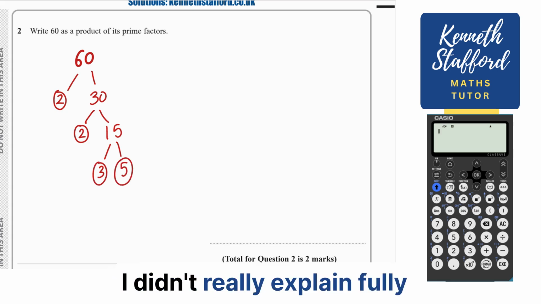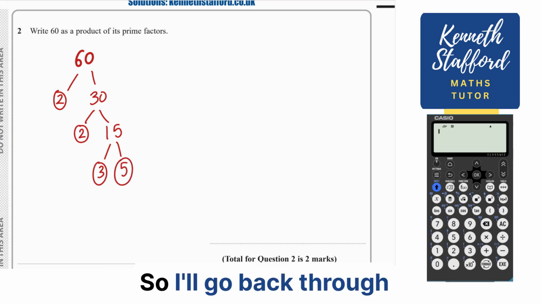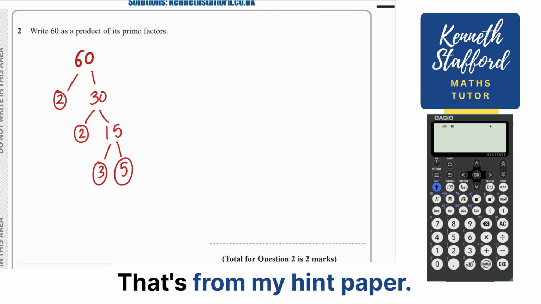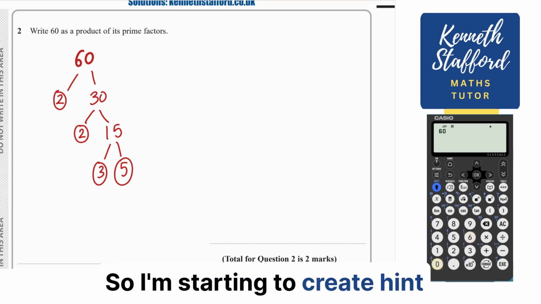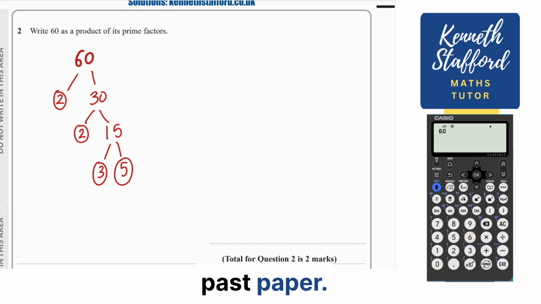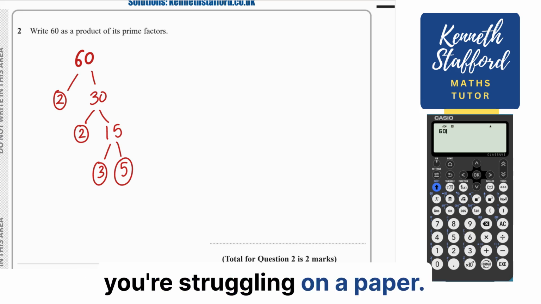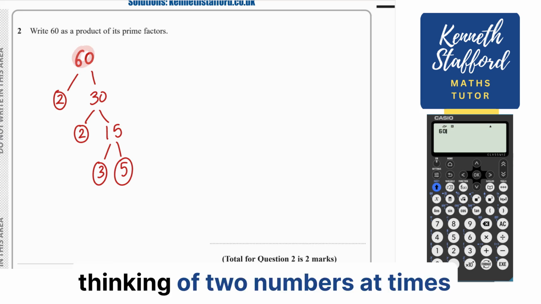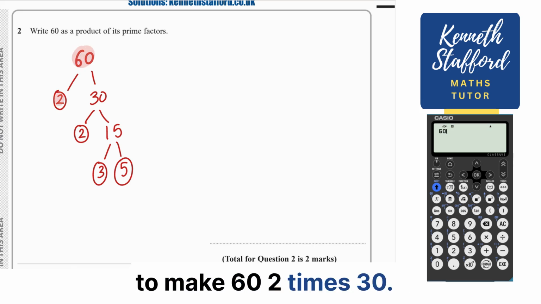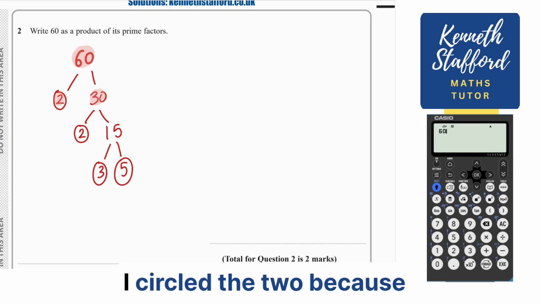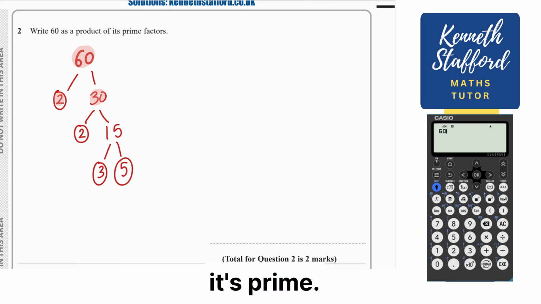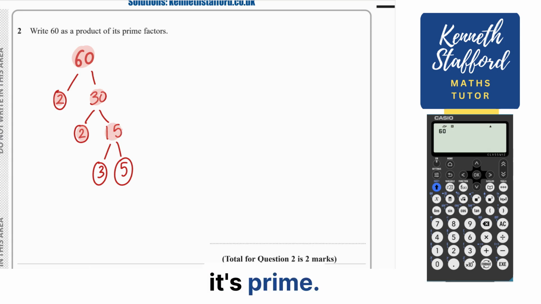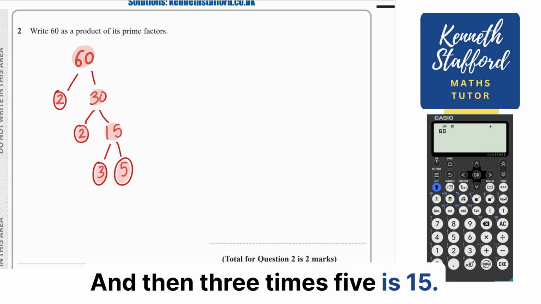So a couple of things here. I didn't really explain fully what I was doing, so I'll go back through it in a second. You can see that there's some stuff already written here. That's from my hint paper. So I'm starting to create hint papers for every GCSE past paper, so you might find them useful if you're struggling on a paper. But ultimately what I was doing here was thinking of 2 numbers that times to make 60, 2 times 30. Now I circled the 2 because it's prime, and again 2 times 15 is 30. Again I circled the 2 because it's prime, and then 3 times 5 is 15.